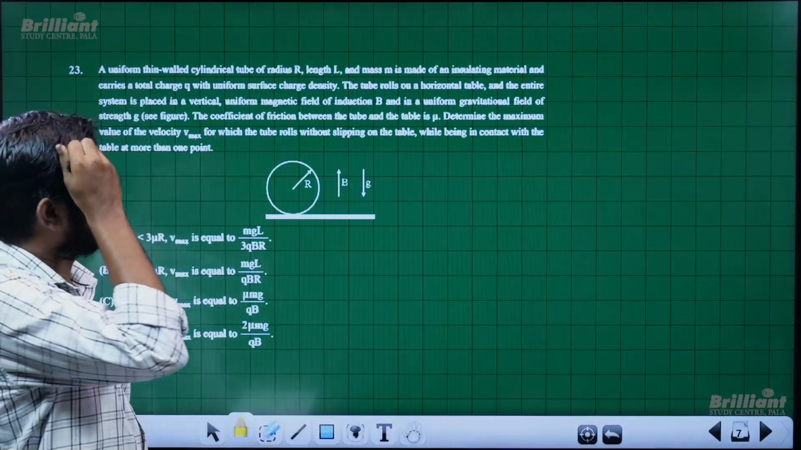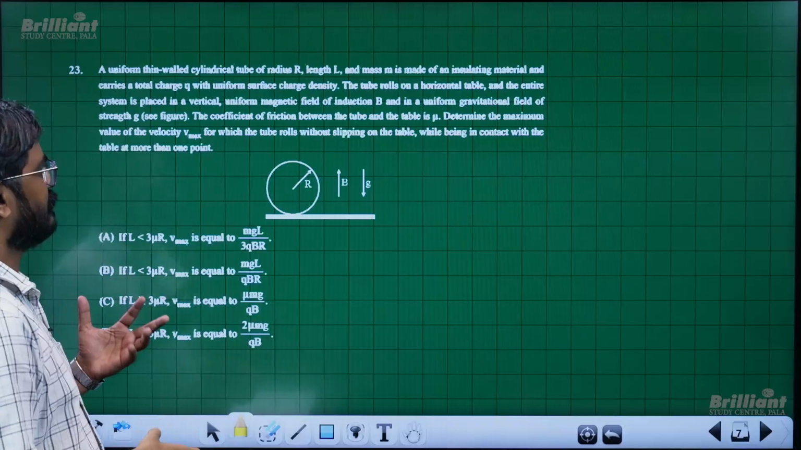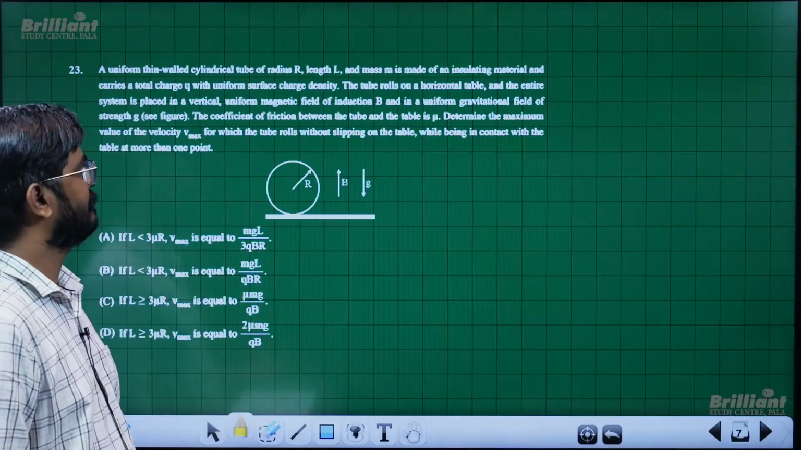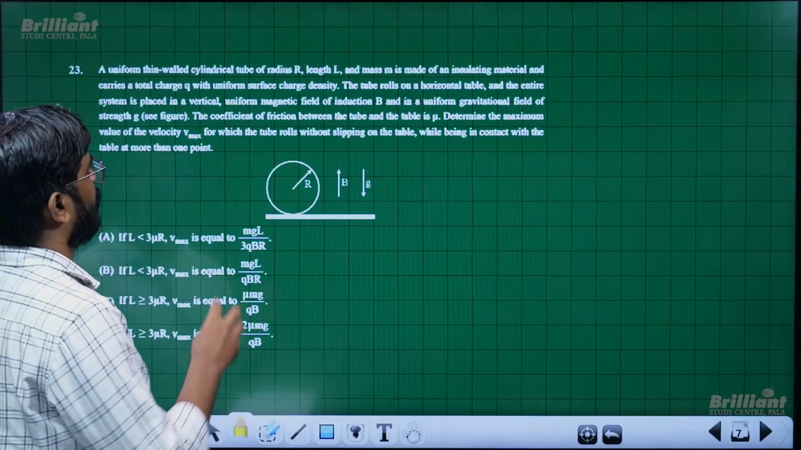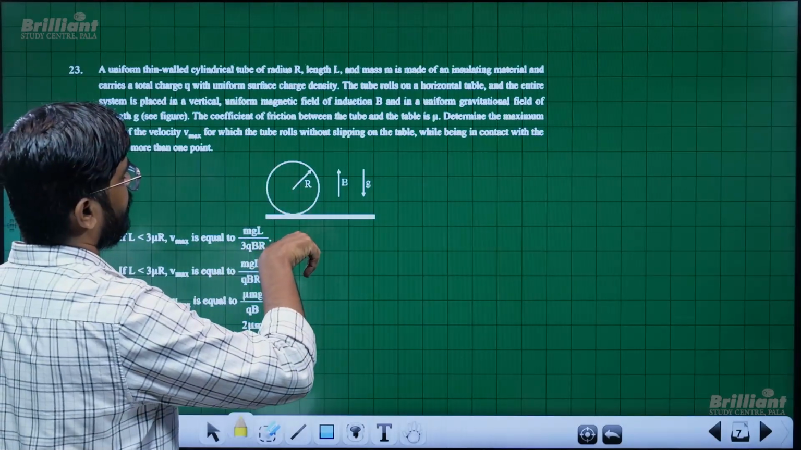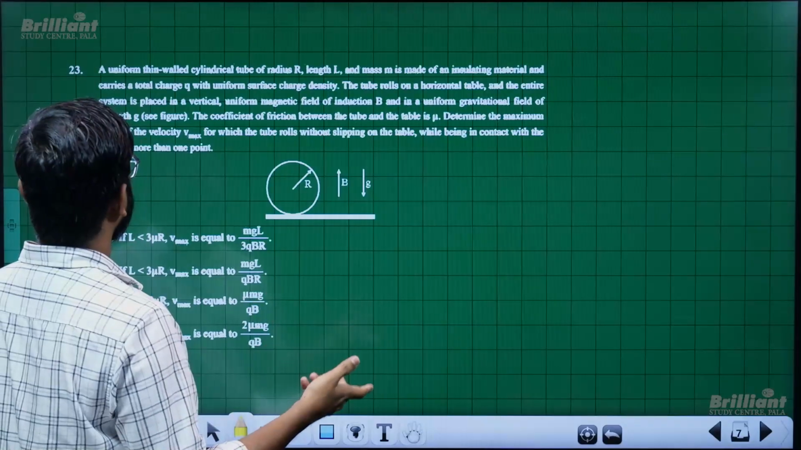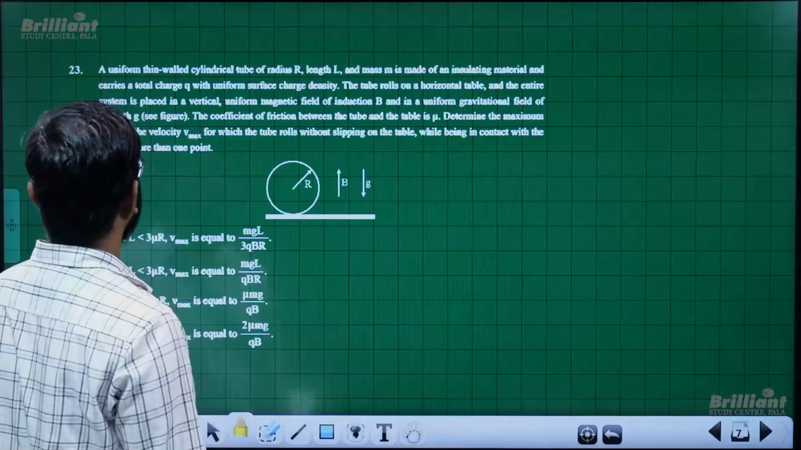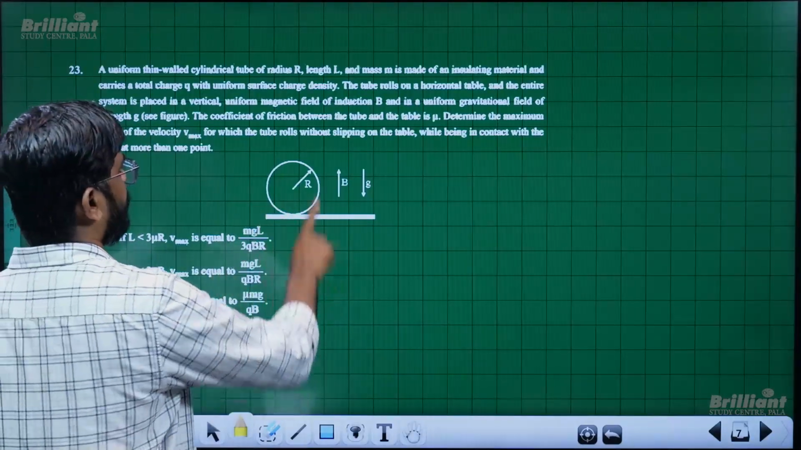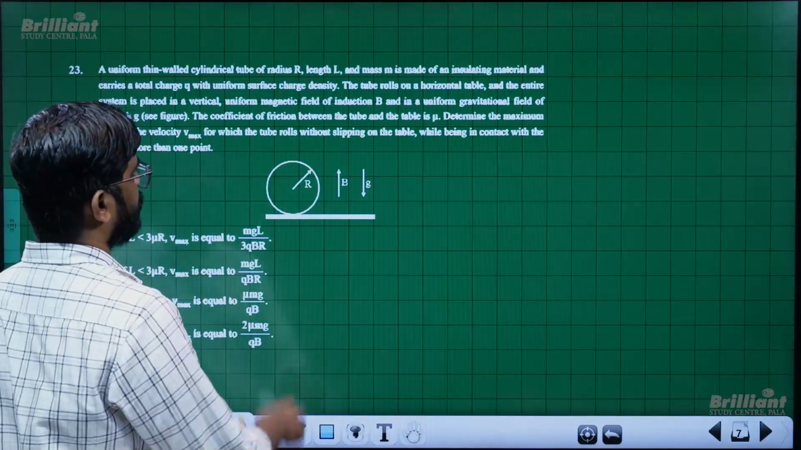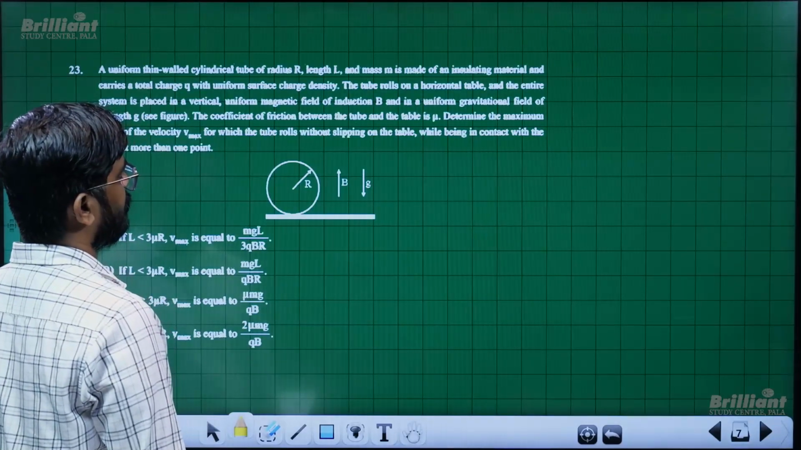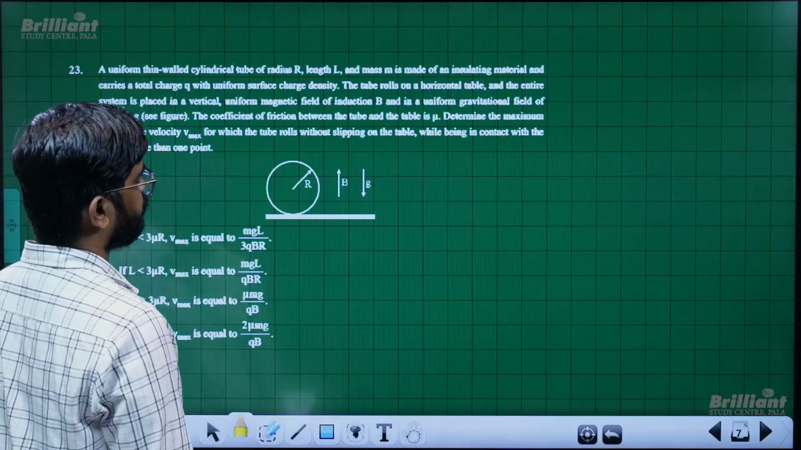Okay, so as we were discussing this question, as I already told, this kind of question already came in your exam. A uniform thin walled cylinder of radius r and length L and mass m is made of insulating material, carries a total charge q with uniform surface charge density. The tube rolls on the horizontal table and the entire system is placed in a vertical uniform magnetic field and gravitational field. The coefficient of friction is given. Determine the maximum value of velocity for which the tube rolls without slipping on the table.